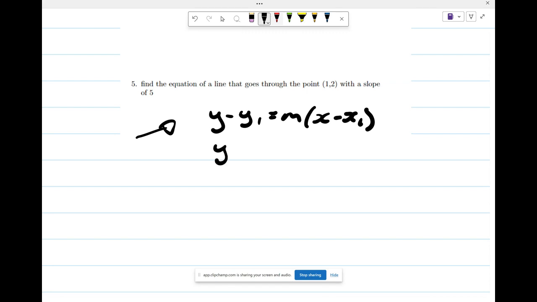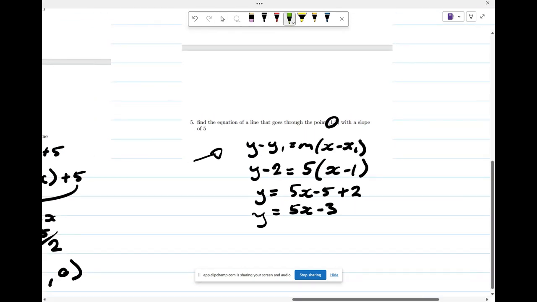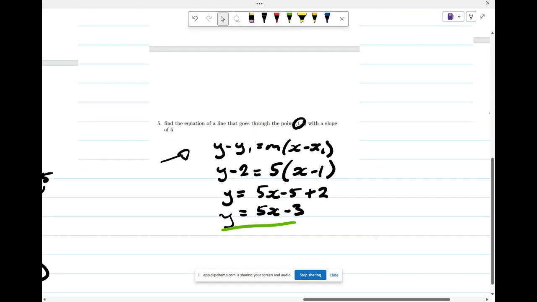So we're going to say y minus our y, which is 2, equal to our m, which is 5, times x minus 1. So that's going to be y equals 5x minus 5 plus 2. So y is equal to 5x minus 3. And so that's our equation for the line.